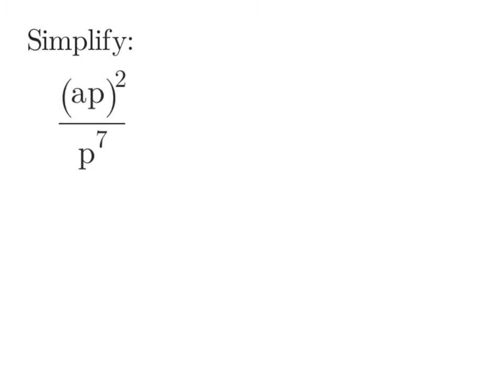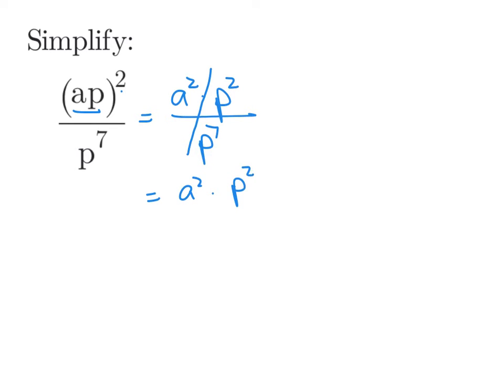If we have ap being squared divided by p to the 7th, we're first going to have to deal with the numerator and simplify that. Because I have ap taken to the 2nd power, that's the same as taking a to the 2nd times p to the 2nd over p to the 7th. Because I have two different bases, I'm going to split my fraction up like this and just have a squared times p squared over p to the 7th.